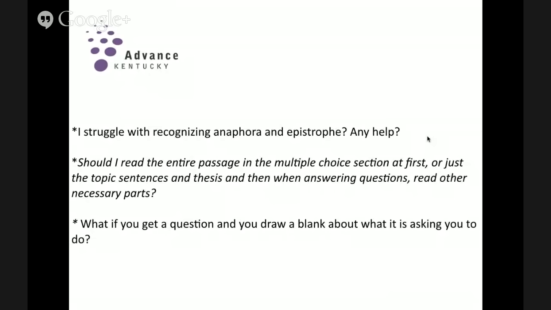If you have trouble recognizing those two things, don't worry about it. It's not going to make or break you whether or not you know one of those words.